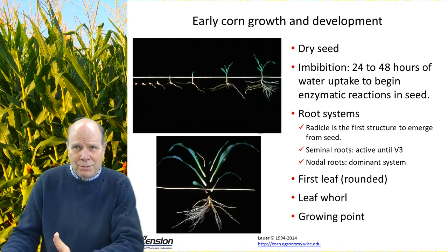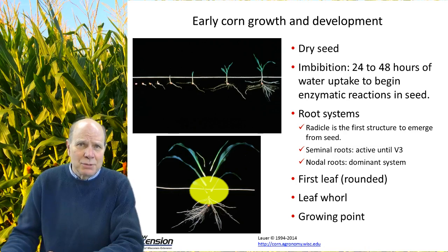Now, there's a fourth root system that occurs as well, and that occurs later on. It doesn't emerge till about V12 or so, V12 to V14, and these are called brace roots, and they're a scavenger system that basically scavenge nutrients and water and resources from the upper layer of the soil later on in the season.